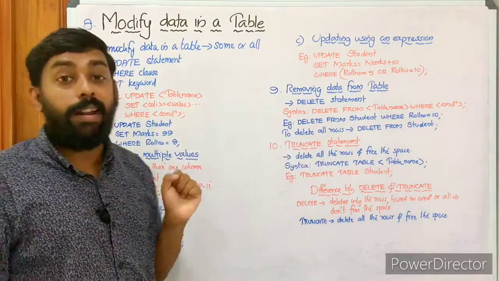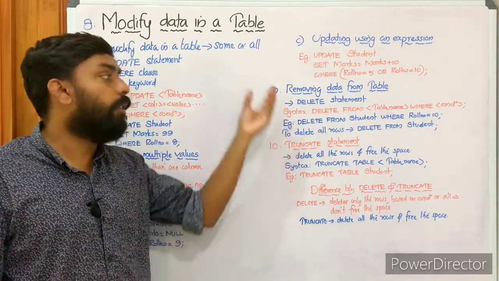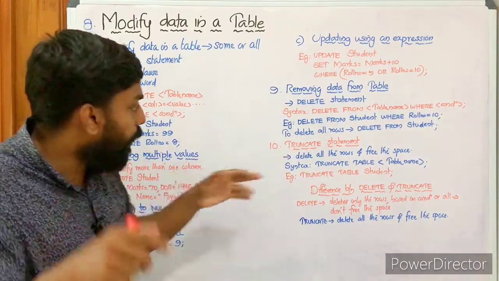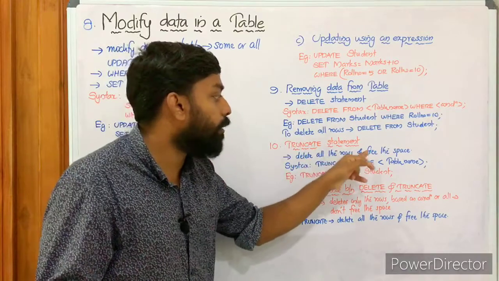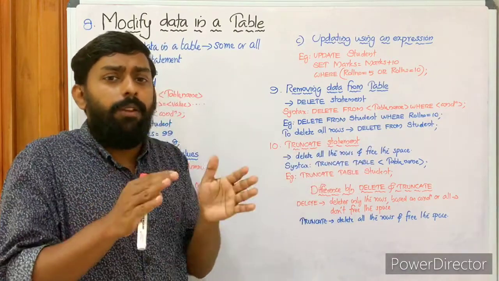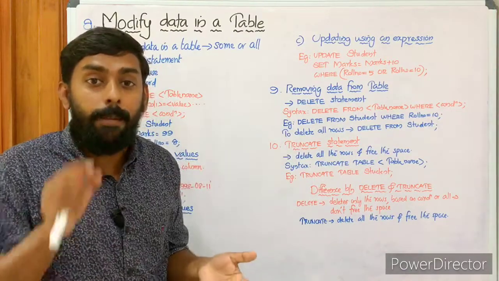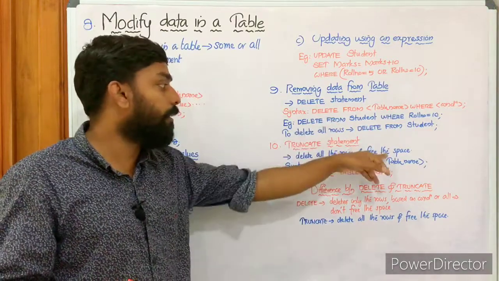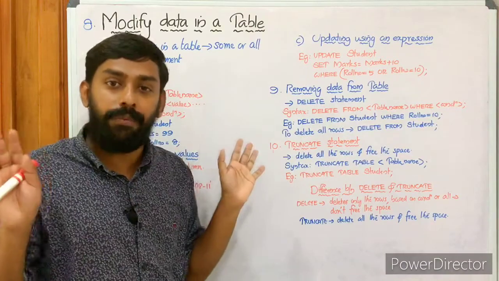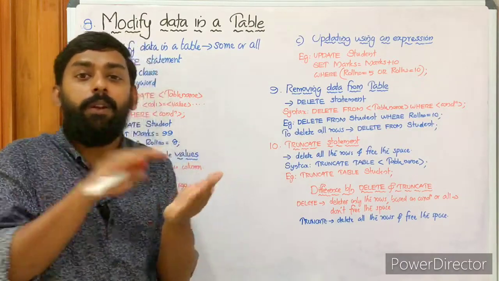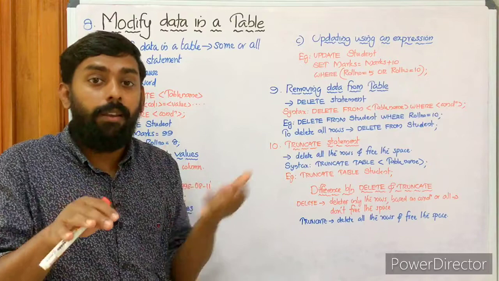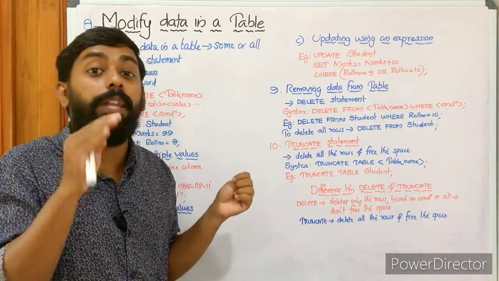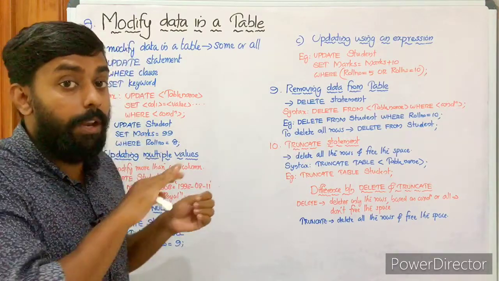Then we have another one, the truncate statement. Truncate works just like delete, but there is one difference. Let's look at truncate first. We delete all the rows and free the space. It is also used to delete all the rows, but you have to note this point: free the space. We haven't seen this in delete, right? Delete is used to delete rows, while truncate deletes all the rows plus frees the space. Delete will not free the space.